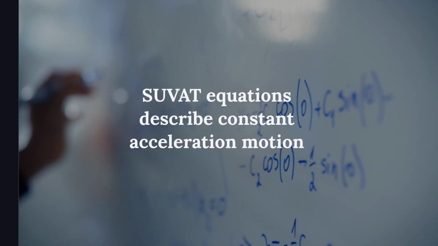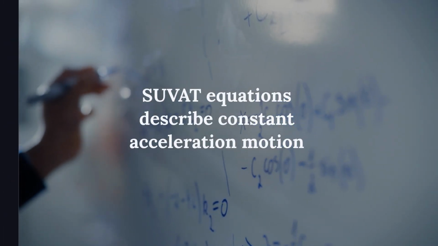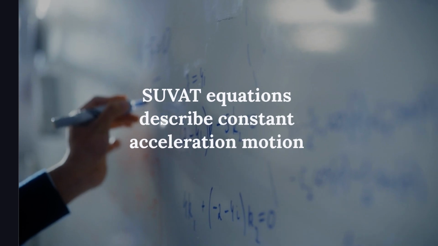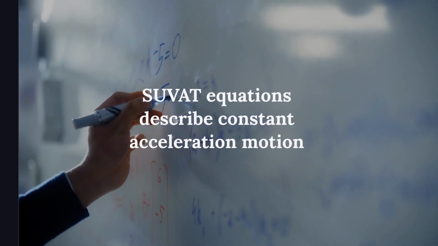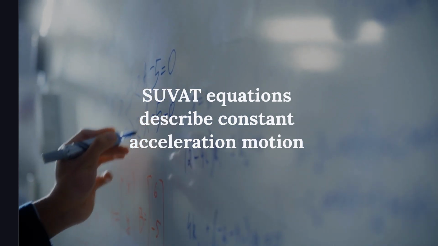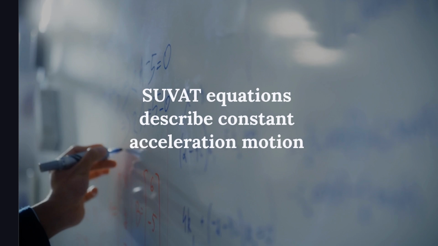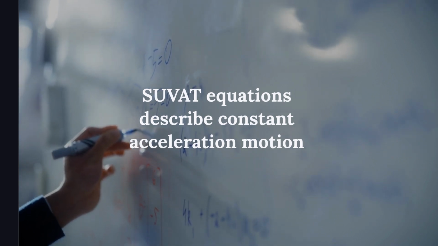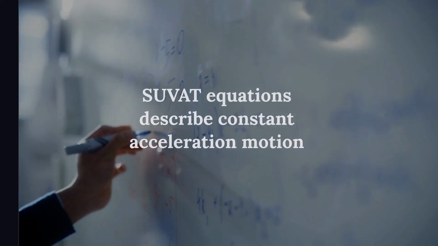Suvat equations describe motion with constant acceleration. Symbols include displacement, initial and final velocity, acceleration, and time. Core equations relate these variables. They help analyze motion in one or two dimensions. Examples include free fall and projectile motion.